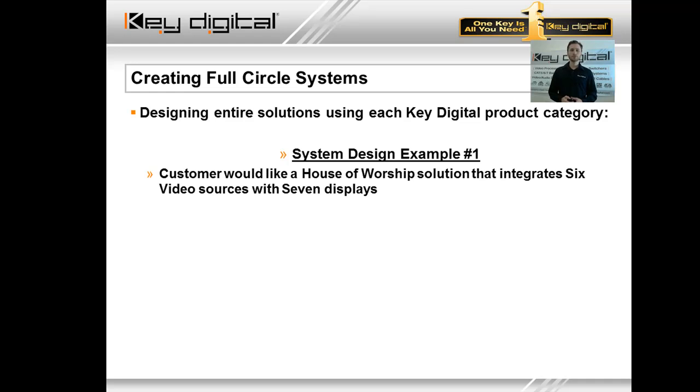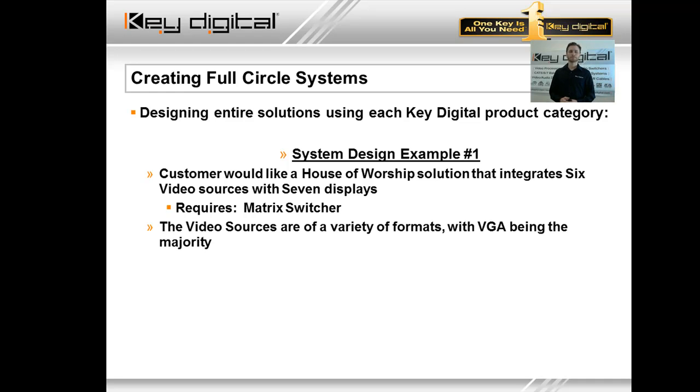So here's an application where we had a church, a house of worship, that had 6 video sources with 7 video displays, and they wanted to integrate them all together. When you have many sources with many displays, you're going to be going with a matrix switcher. The video sources are a variety of formats, with VGA being the majority rather. So the variety of formats pretty much means you're going to have to do your formatting up front, and we'll take a look at that when we see the actual design.